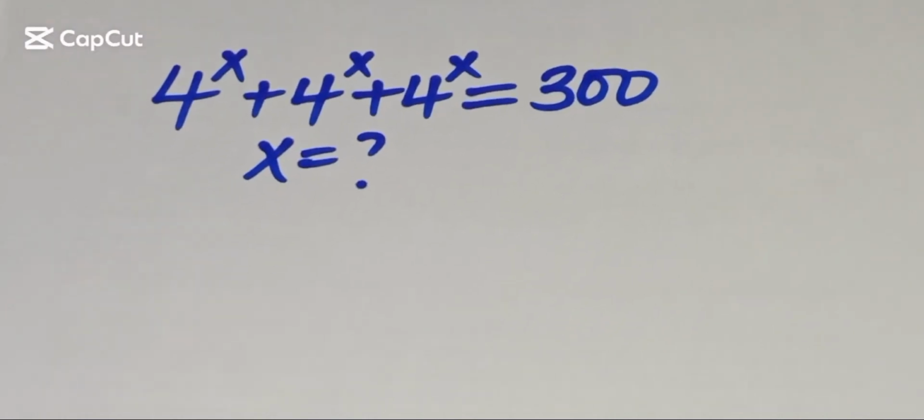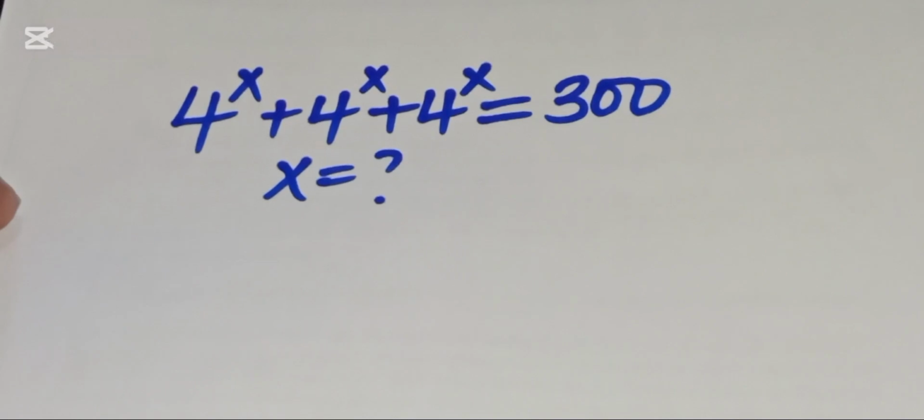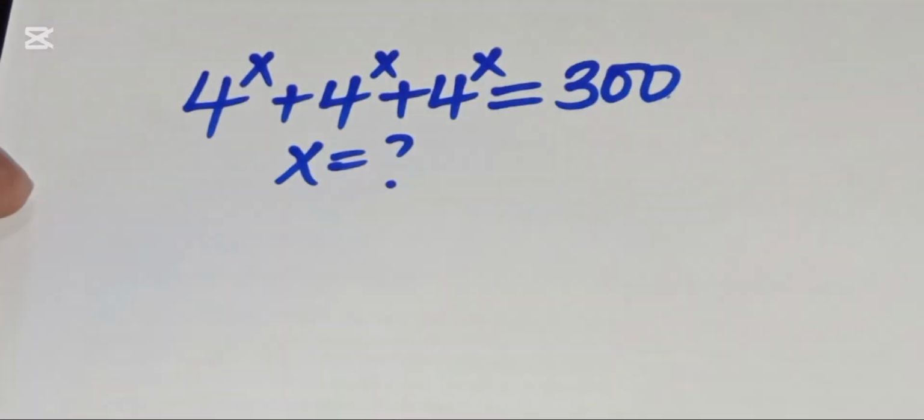Hello YouTube family, let's provide a solution to this nice exponential equation, which is 4 raised to power x plus 4 raised to power x plus 4 raised to power x is equal to 300. So what is the value of x?